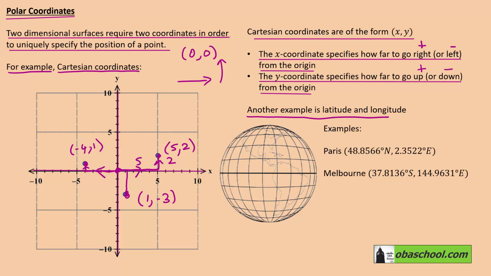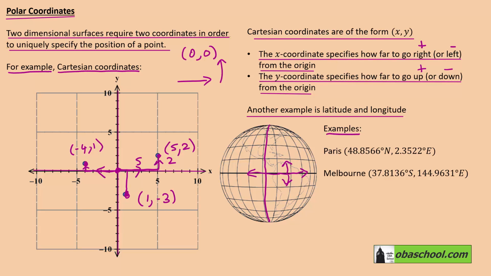Another example is latitude and longitude. The latitude is the north or south measurement in degrees from the equator. The longitude is the east or west measurement from a line that goes pole to pole called the prime meridian. The prime meridian goes through Greenwich in southeast London.